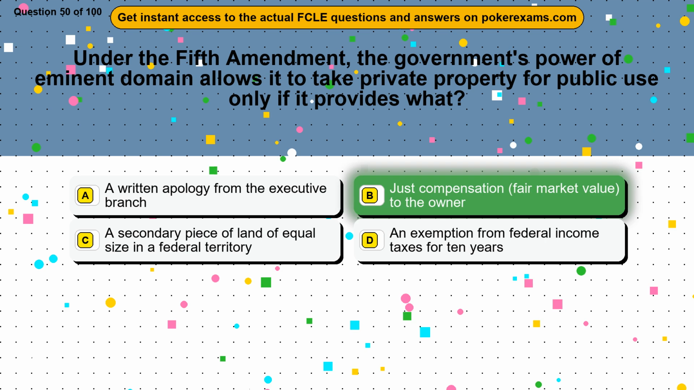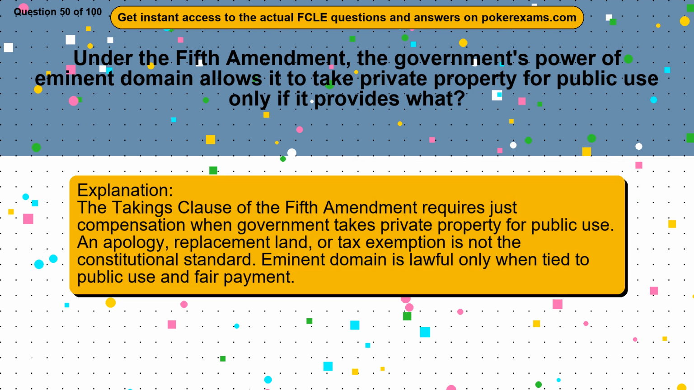The correct answer is option B, just compensation, fair market value, to the owner. The Takings Clause of the Fifth Amendment requires just compensation when government takes private property for public use. An apology, replacement land, or tax exemption is not the constitutional standard. Eminent domain is lawful only when tied to public use and fair payment.